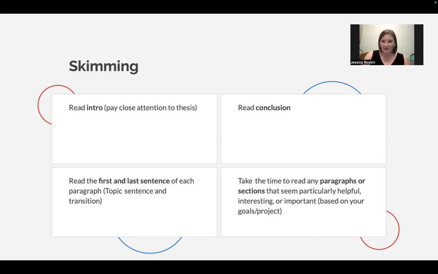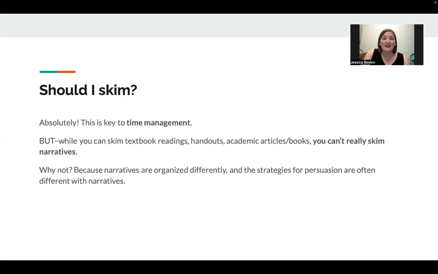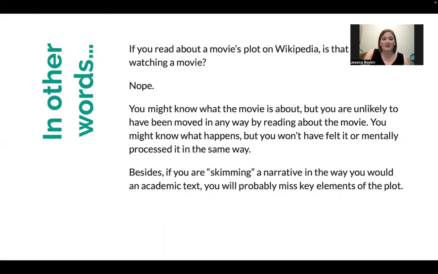And so this is very helpful, especially the higher up you go in education, the more reading you're going to have to do and the more you're going to need that time back, right? So some advice, but it is really hard with narratives, we can't really skim them, right? And so I have a slide here about how you can't really read the Wikipedia description of a movie and consider that the same as watching the movie.